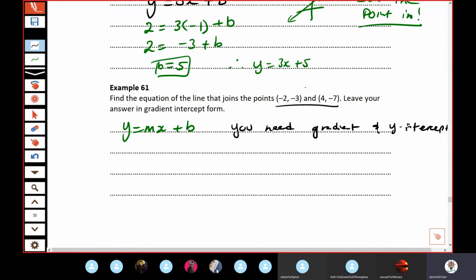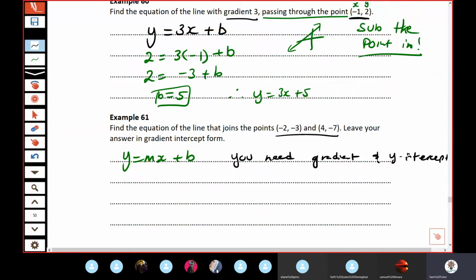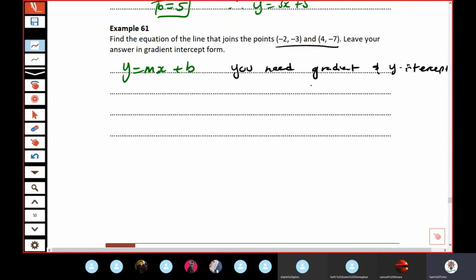At least the question above, they gave me the gradient, right? This one here, I've got nothing. I don't have the gradient nor the y-intercept. So the first step, step 1, I've got to find the gradient. How do I find gradient given 2 points? y2 minus y1 over x2 minus x1.